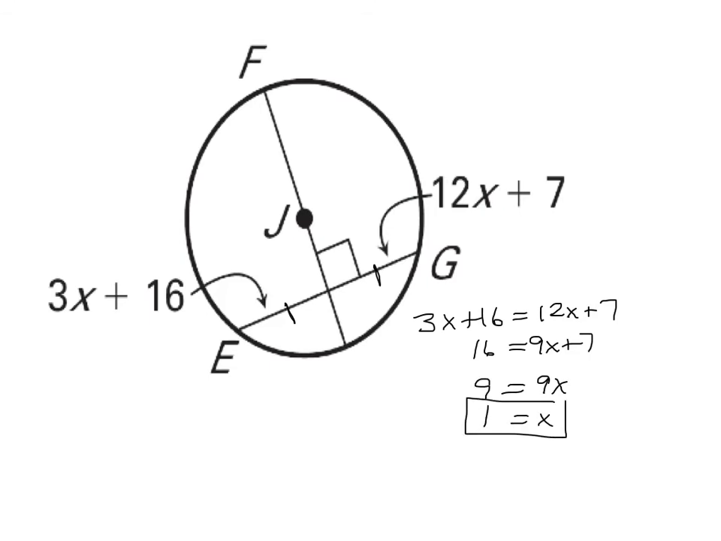Now, how would I be able to check? If I were to plug it back in, these 2 had better be the same number. Well, 3 times 1 is 3, plus 16 is 19. Over here, 12 times 1 is 12, plus 7 is also 19. So I know I can check through and make sure that that is correct.